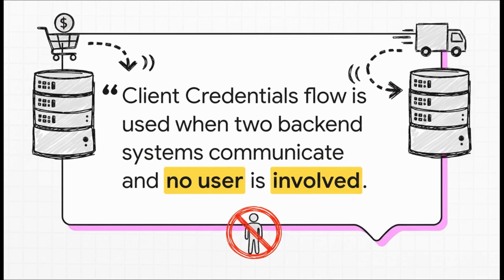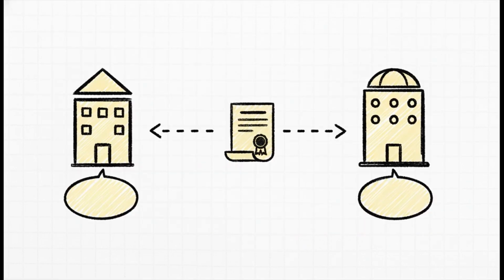Think about an e-commerce backend needing to ask a shipping service for a tracking number. There's no person clicking a button for that to happen. It's all automated. The analogy here is pretty simple. It's like one business wanting to work with another. To prove it's a legitimate company, it sends over its official registration documents. In the OAuth world, these papers are the client ID and the client secret. They're basically a username and password for the application itself.